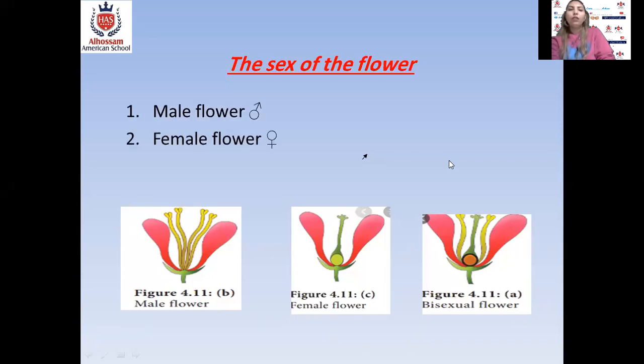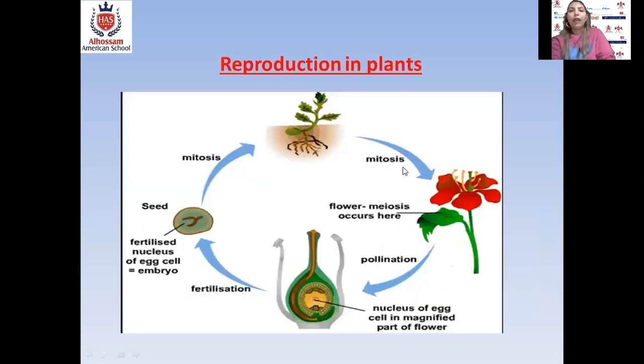Okay, so this sign for male, this sign for female, and this sign for bisexual, and sometimes we say hermaphrodite. And reproduction in plants, like this picture. Who can describe this picture and tell us how the reproduction happens in plants?